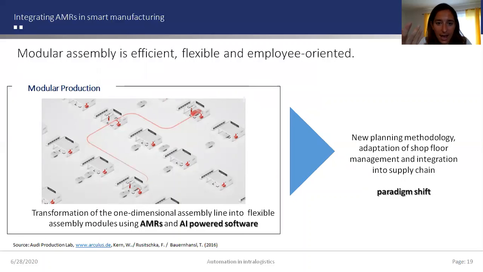You'll find AMRs on the market. But the big thing is that you need new planning methodologies, and you also need to adapt the shop floor management. It's a paradigm shift. So it's quite a hard and still big step for the automotive industry to establish AMRs at the final assembly. That's just one thing I want to show you, how difficult it can be, even though the technology is already there.